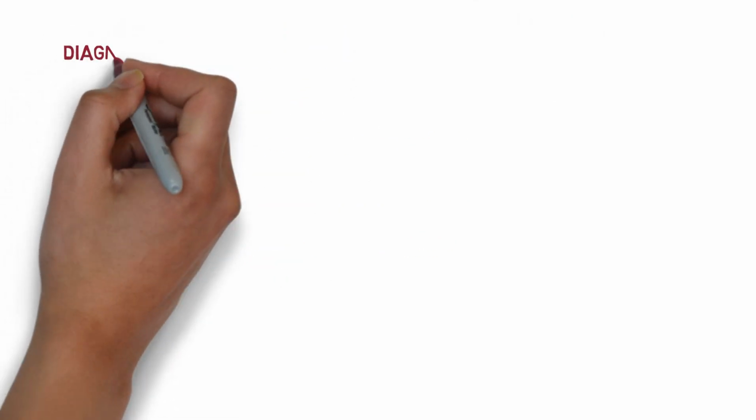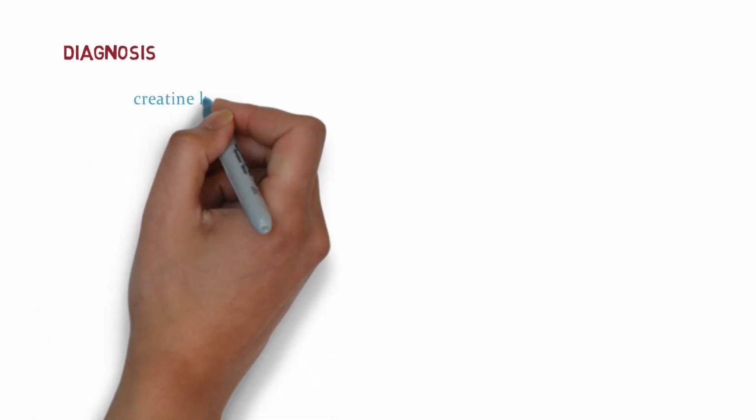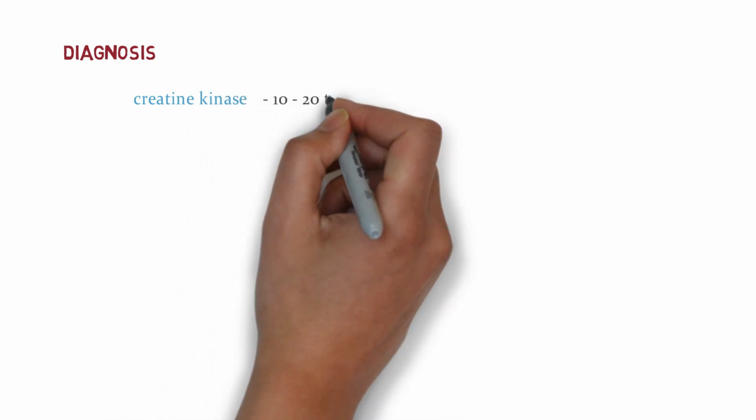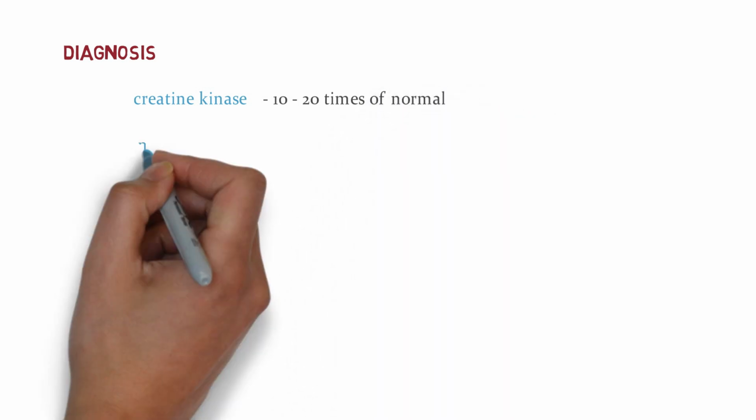Now, let's talk about diagnosis. The diagnosis of this disease is suspected based upon characteristic age and sex, presence of symptoms and signs suggestive of myopathic progress, a positive family history suggesting X-linked recessive inheritance, right? So these are some points. And markedly increased serum creatine kinase values. In this disease, the creatine kinase increases up to 10 to 20 times the normal.